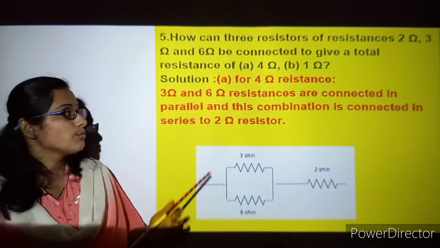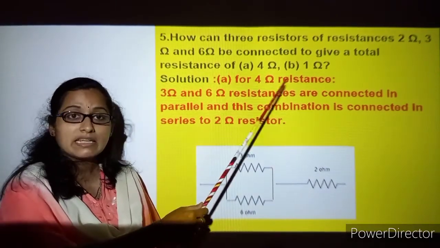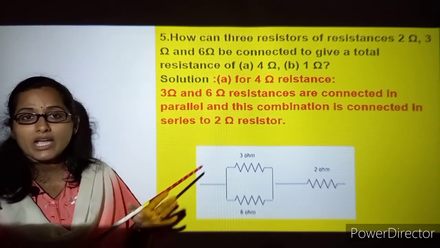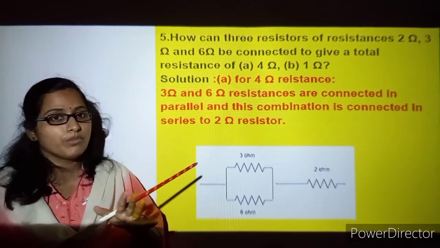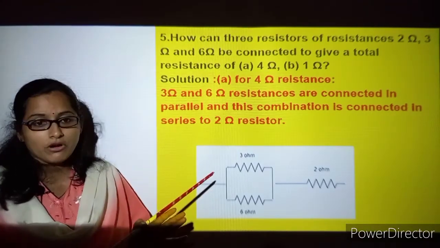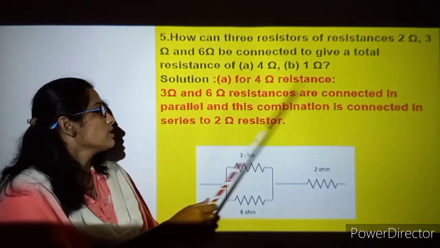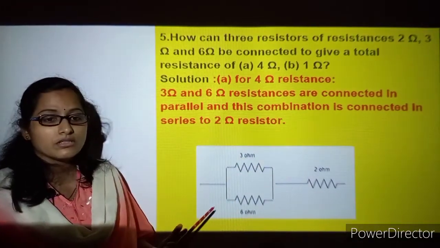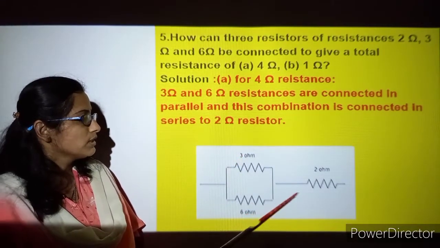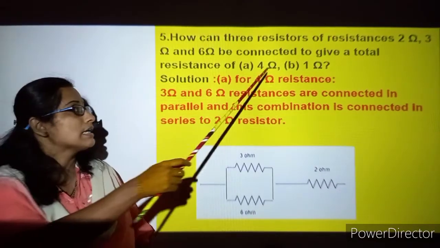How will you get 4 ohm? A 3 ohm and a 6 ohm resistance can be connected in parallel. So 1 by R is equal to 1 by R1 plus 1 by R2 plus 1 by R3. That is the formula for resistors in parallel. You can see this combination is connected to a 2 ohm resistor. So the 3 ohm and 6 ohm connected to the 2 ohm will give you the answer as 4 ohm.